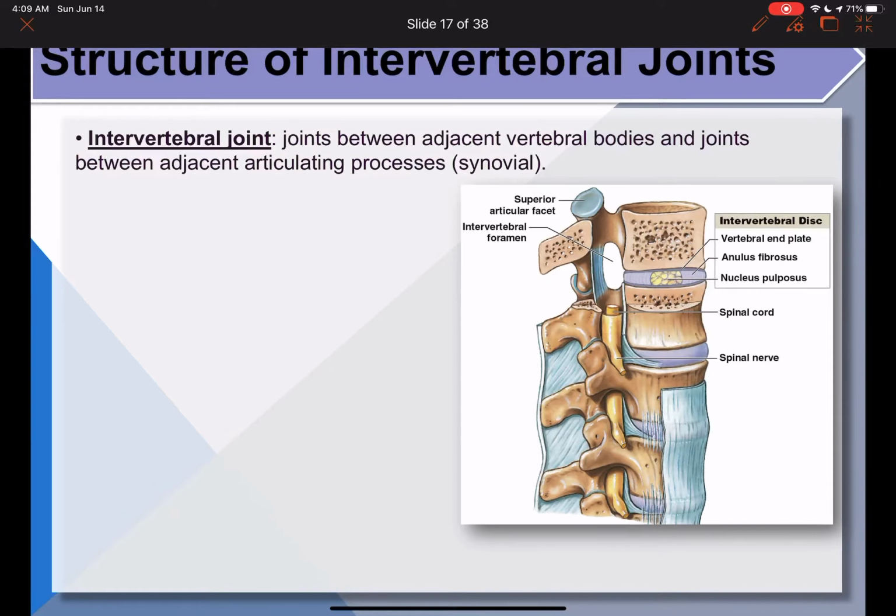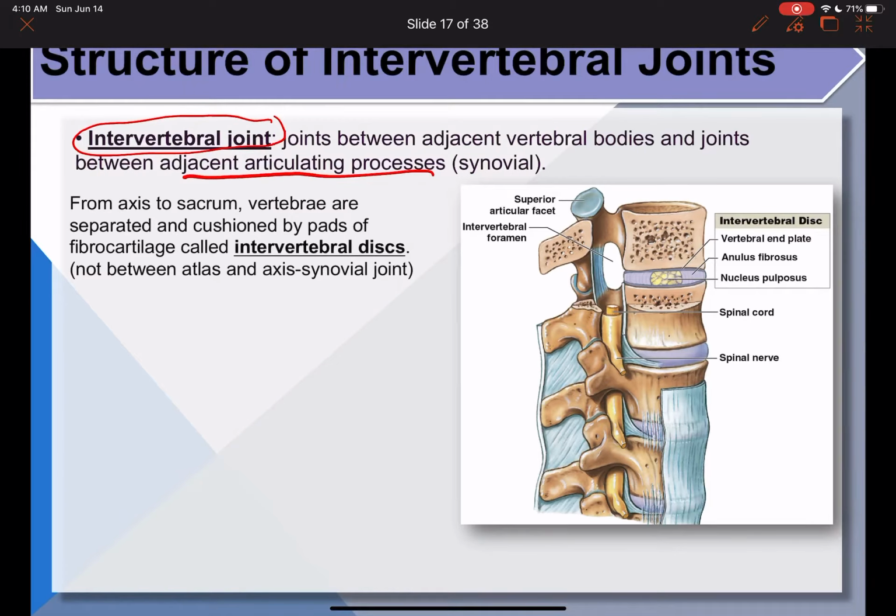Now, the intervertebral joints are those that are formed between adjacent vertebral bodies, just like your symphysis joint we talked about from part 1 of the lecture, or joints between adjacent articulating processes, which are considered as synovial joints. There are intervertebral discs, pads of them between the vertebral bones from the axis to the sacrum. Okay, so that's what these things are between your vertebral bones.